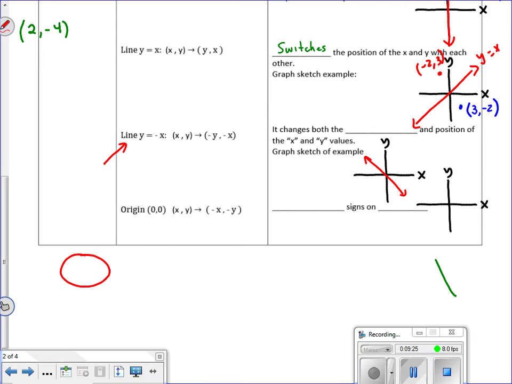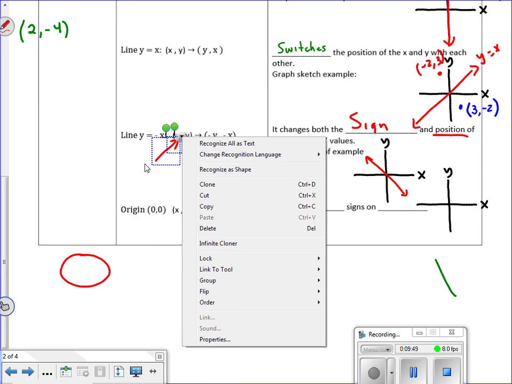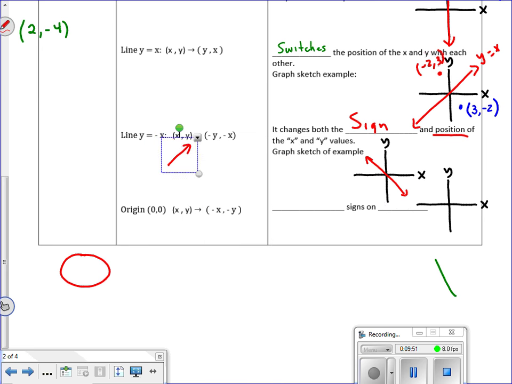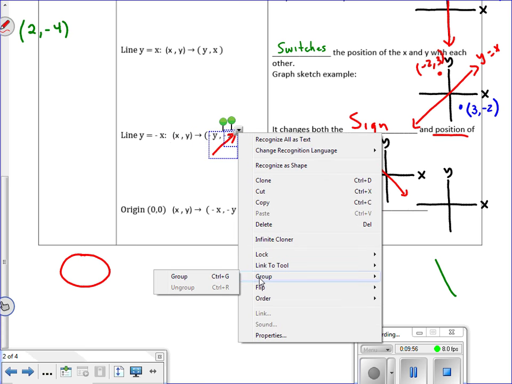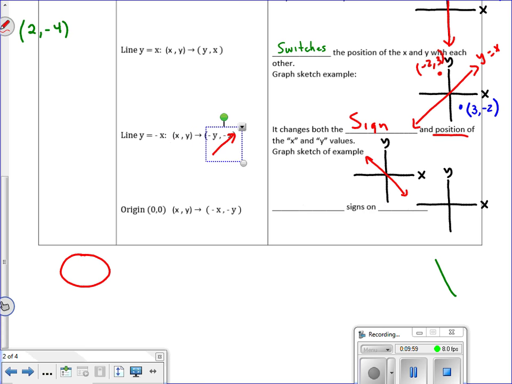All right, let's move on to reflecting across y equals -x. Okay, so it's just like the y equals x, but it has a negative slope, so we draw it the other direction. So for this one, it changes the sign and the position of the x and y values. Okay, so given some x and y, to get its reflection across y equals -x, you have to change the position and then make them opposite signs.